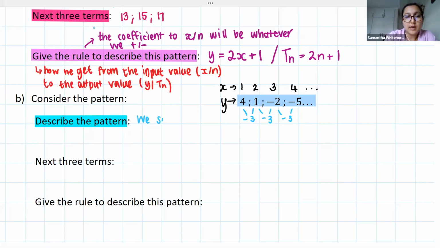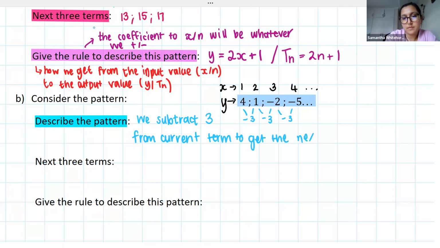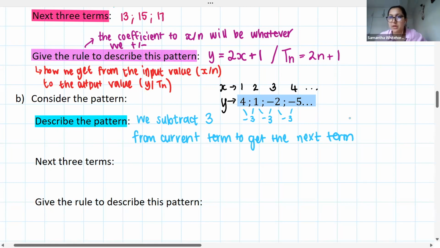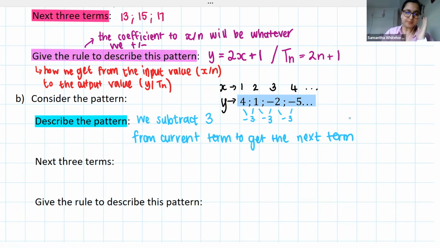So we subtract 3 from the current term to get the next term. Obviously, yours doesn't have to be word for word what I've just written down. As long as you've gotten across that you're subtracting 3 each time, we're good.